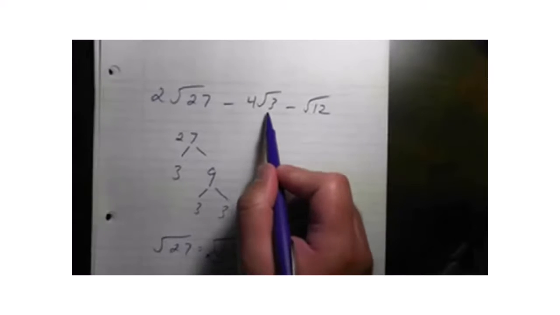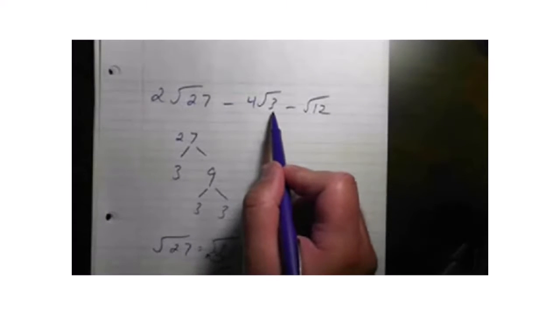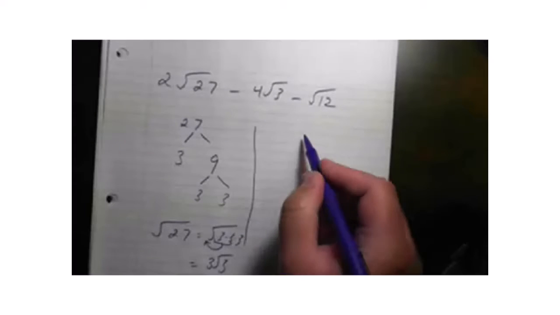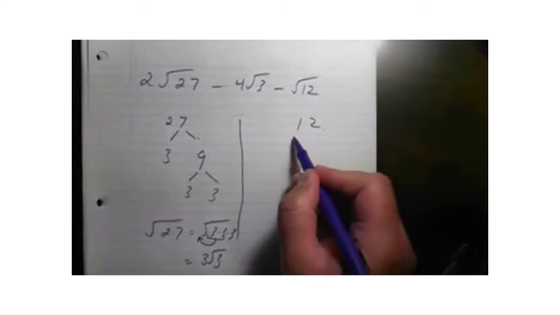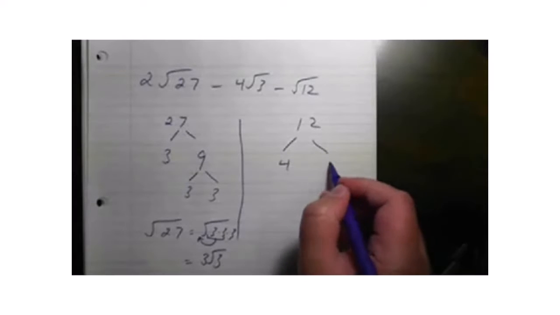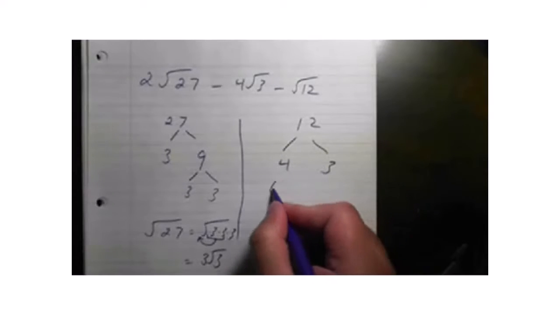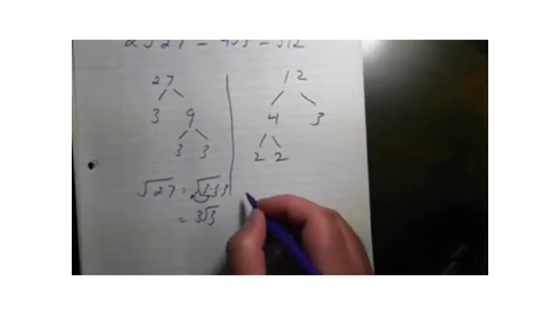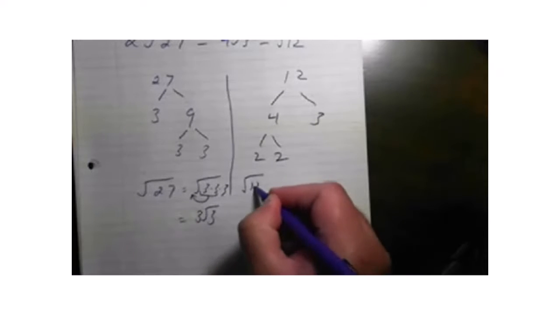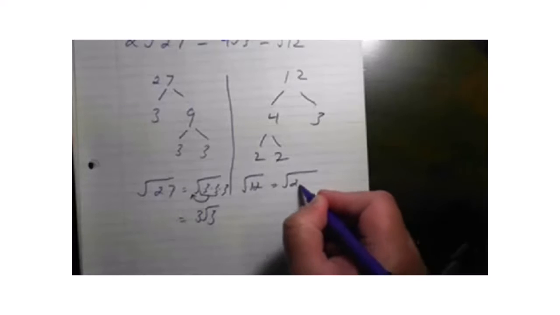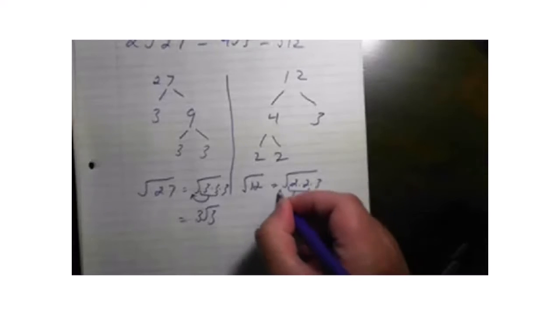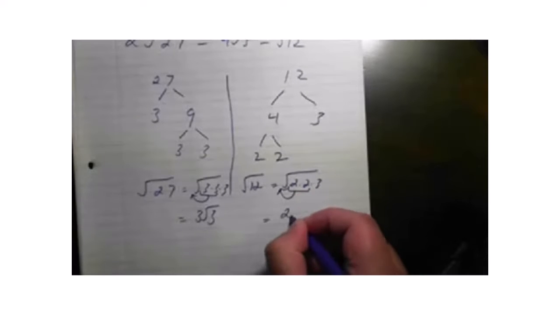4 root 3, that's simplified. I can't bring 3 down any lower. 12, I can prime factorize. So 12 would be 4 times 3. Of course, 4 can break down into 2, and then we have 3. So I can say that root 12 is the square root of 2 times 2 times 3. I've got a pair of 2's underneath that brings a 2 out front, leaving me with 2 root 3.